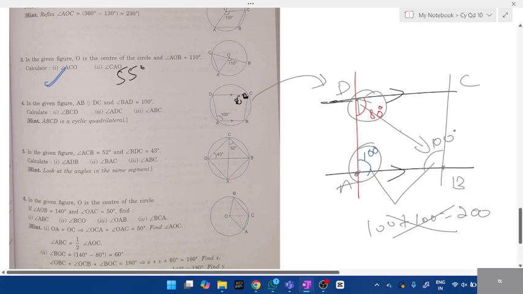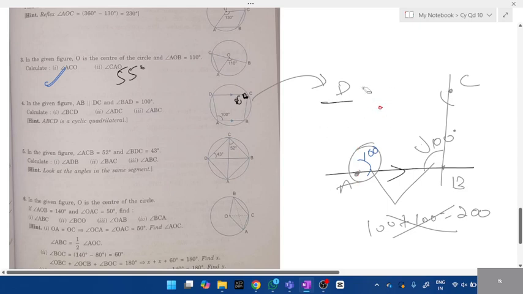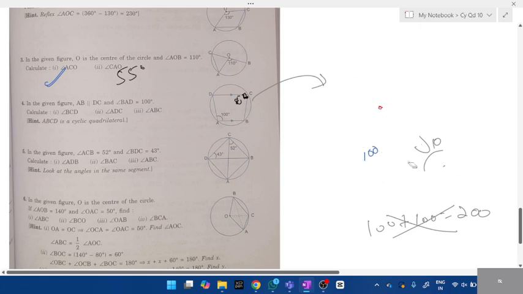Okay, but what about B and C, students? B and C, are they top and bottom? B and C. So their value should be 180 degrees. Yes, co-allied angles, 180 degrees. So angle C will be 80. This is the reason.